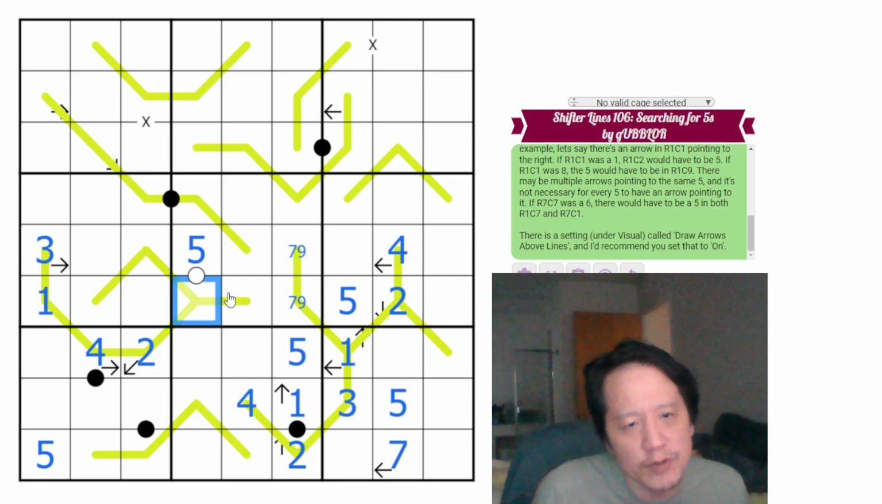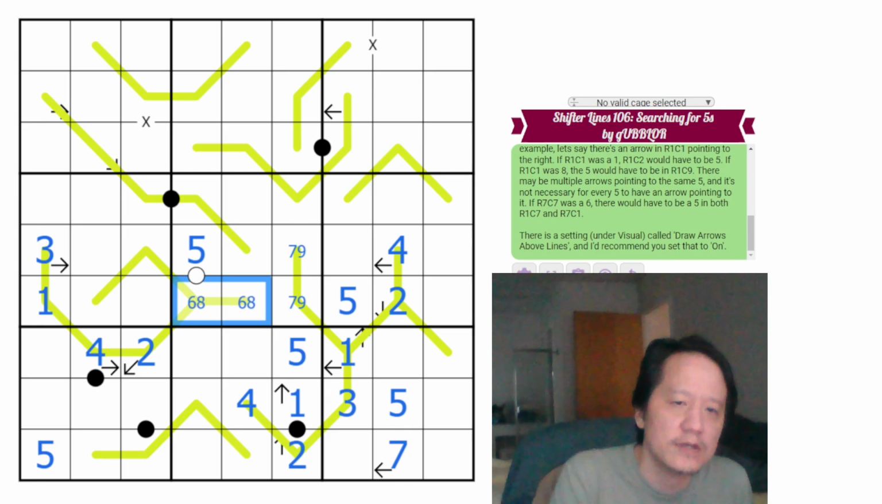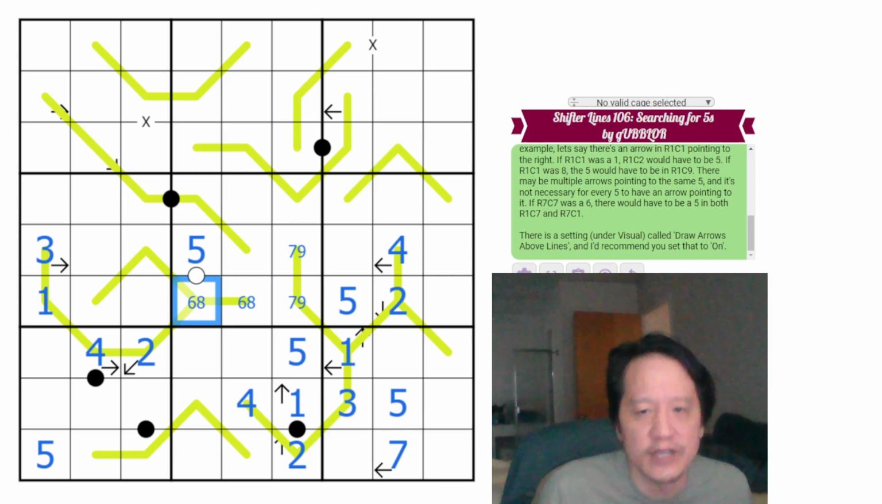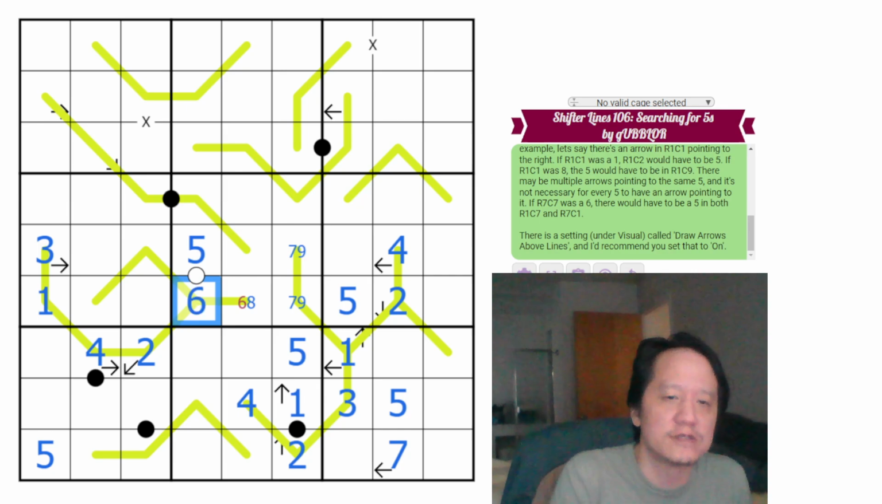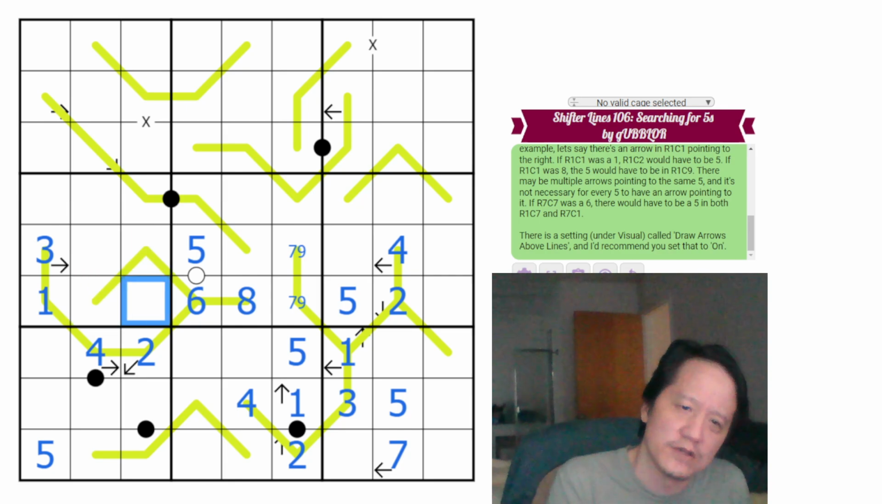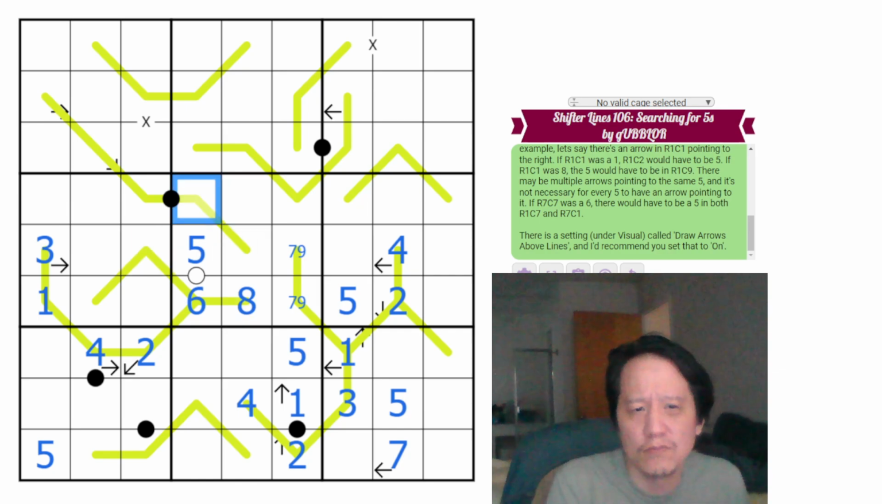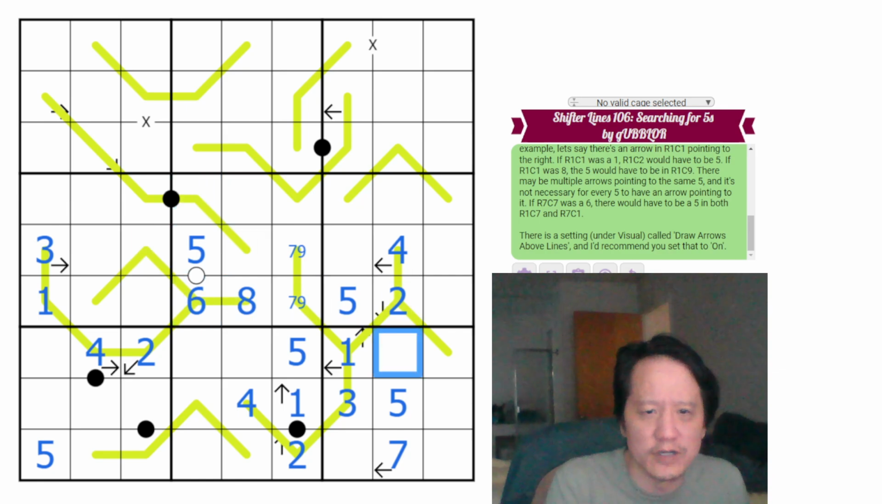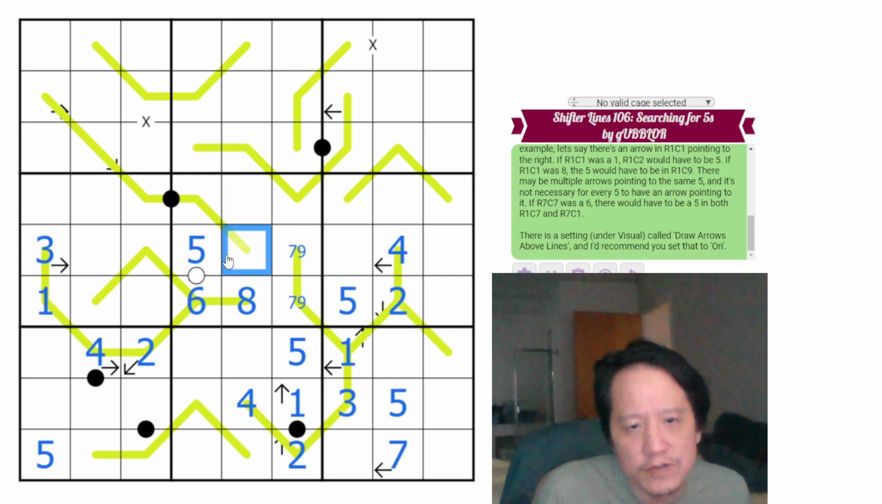So this cannot be 1. Therefore, it cannot change polarity. Therefore, this has to be parity. Sorry, it can't change parity. So it has to change polarity. So that's 6 and 8. This again cannot be. I guess it could be 2 and 4 technically. We'll take a look at that. Okay, so we have all the 5s. Okay, so where are the 5s?